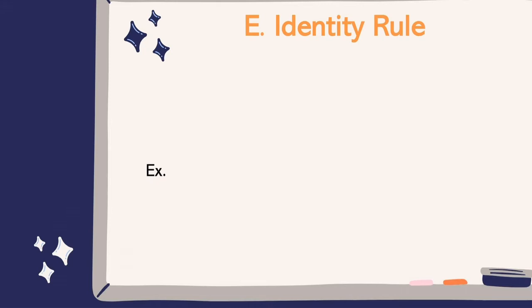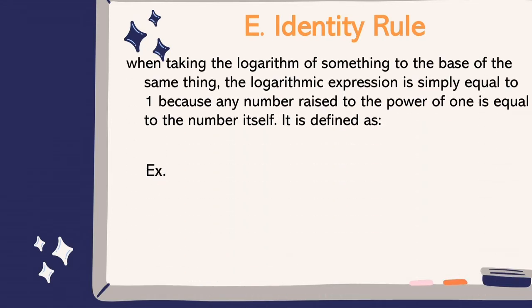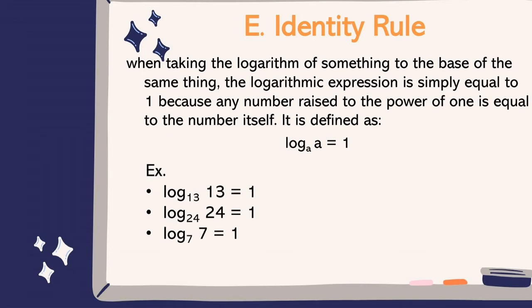The next property is the identity rule. When taking the logarithm of something to the base of the same thing, the logarithmic expression is simply equal to 1, because any number raised to the power of 1 is equal to the number itself. It is defined as the logarithm of a to the base of a is equal to 1. For example, we have the logarithm of 13 to the base of 13 is equal to 1. The logarithm of 24 to the base of 24 is equal to 1. The logarithm of 7 to the base of 7 is equal to 1. The logarithm of 10 to the base of 10 is equal to 1. The logarithm of 4 to the base of 4 is equal to 1. So that was 5 down and 3 more to go.